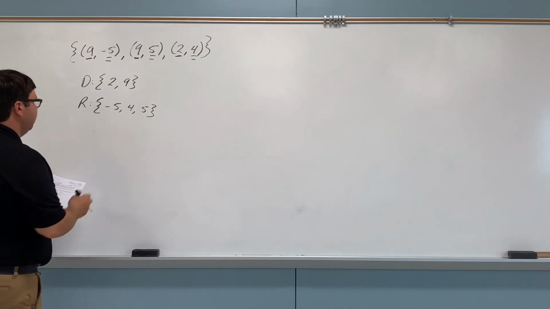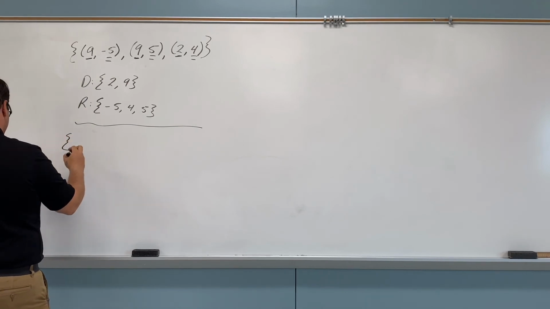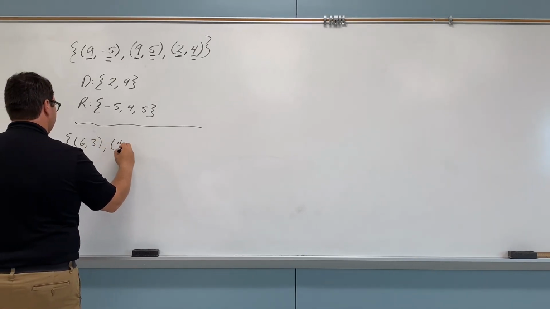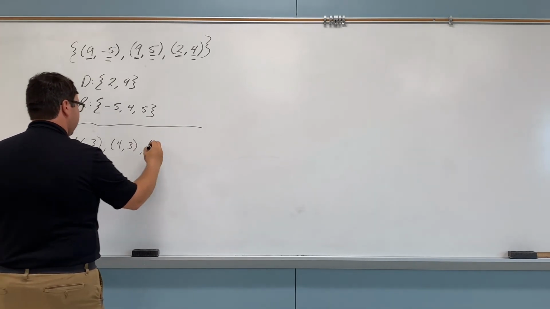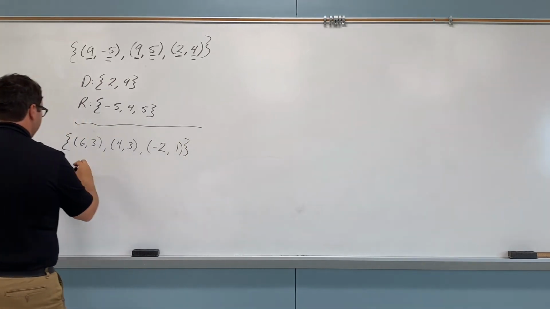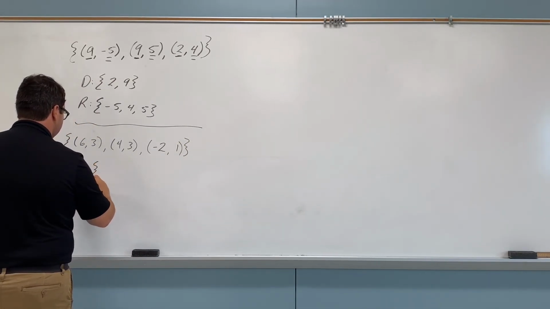Let's try one more just to get an understanding of what it is we're looking at. So my next relation has a point of 6, 3, 4, 3, and -2, 1. So the question is, what are my domain and range?